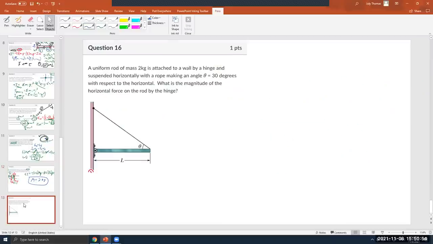Okay, let's do one more problem. This is a very common exam problem. You have the rod that is hinged at the wall. Let's talk about the forces here, the forces that we will always have in this problem.